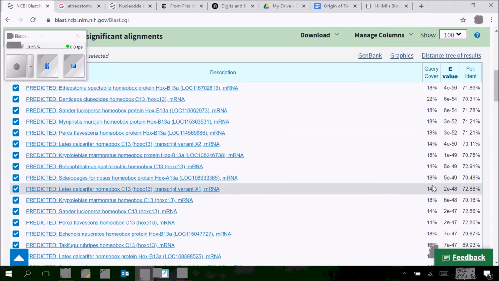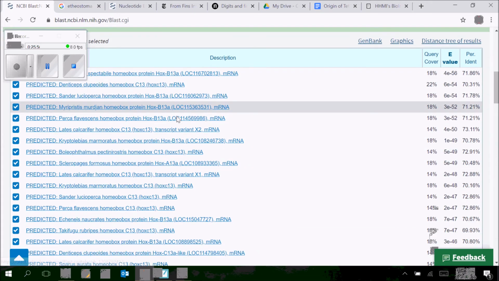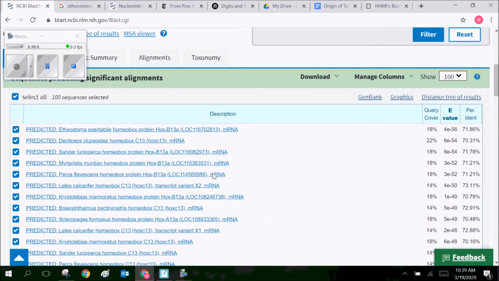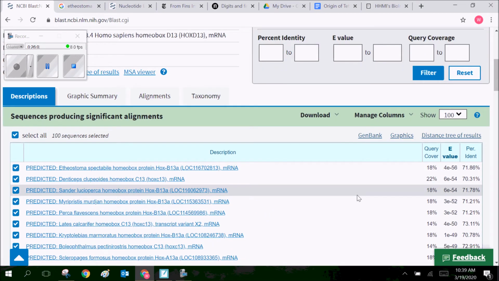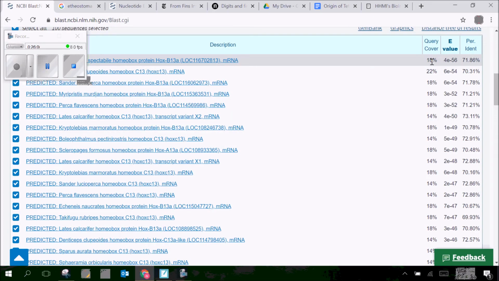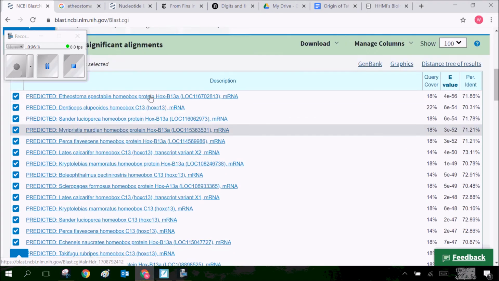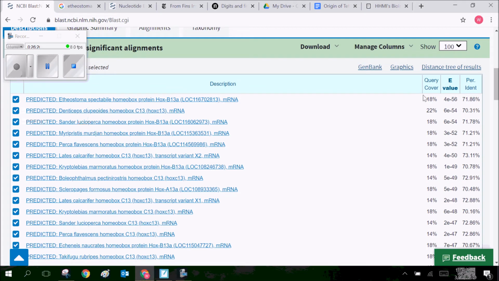Okay, so what is this information over here? So we know these are fish. All these are fish. It doesn't matter what kind of fish they are. They're all ray-finned fish. That's what we need to know. Okay, so what does this mean? Query cover means that this is the amount of their gene that lines up with ours. So this one right here, this Hox B13A in our orange throat darter, fish, only has an 18% coverage, so about 1/5 of that gene is the same as the gene in our bodies. That doesn't seem like a lot, does it?